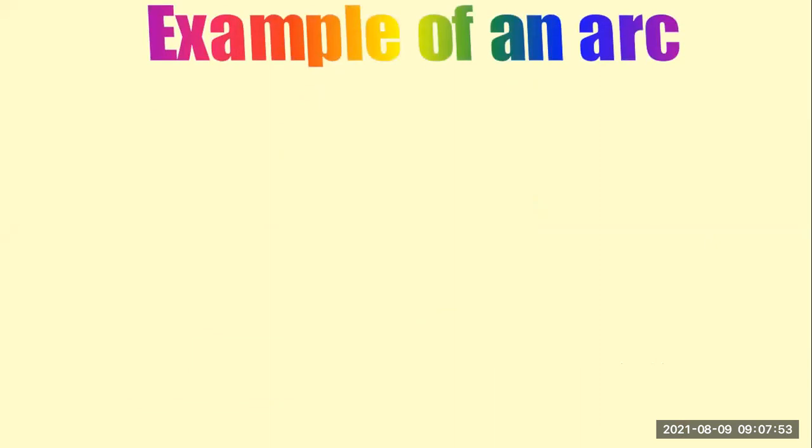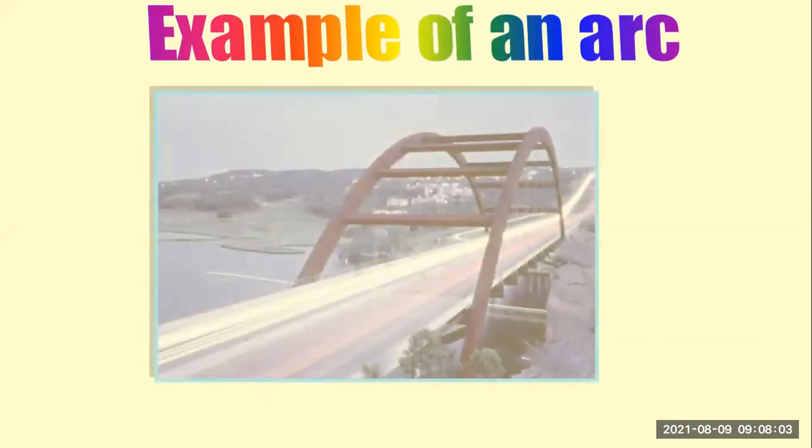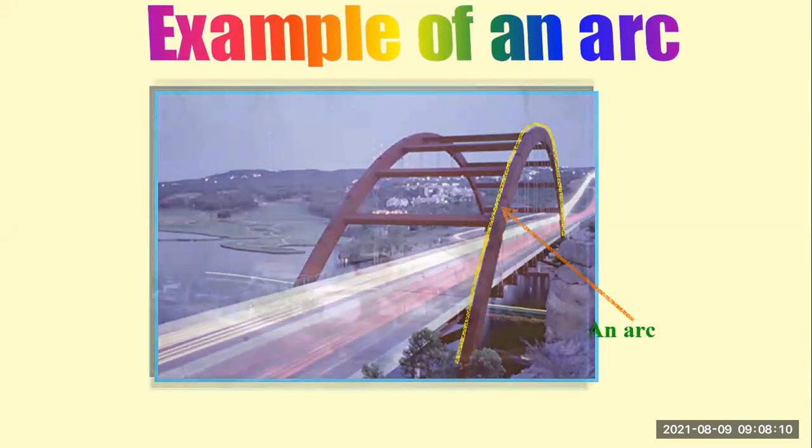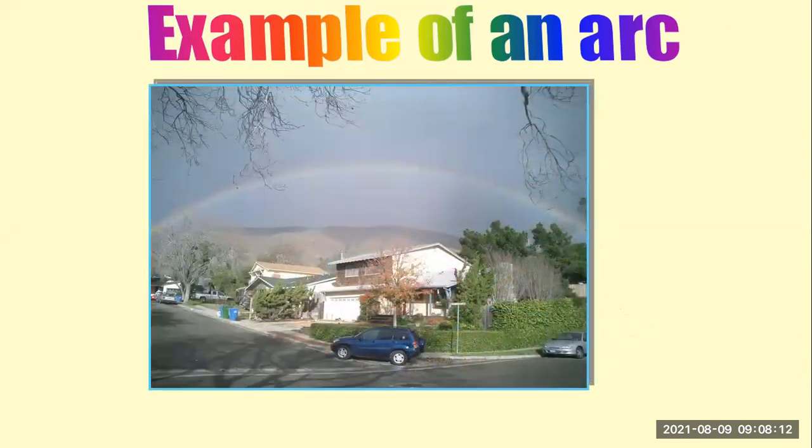Now, a few examples of arcs in real life. Where do you see an arc? As I said, an example is a bangle. You break it into two or three pieces, and each piece is an arc, right? Here you can see on the bridge, the curve is an arc. Then here, where do you see an arc in this image? The rainbow is an arc, right?